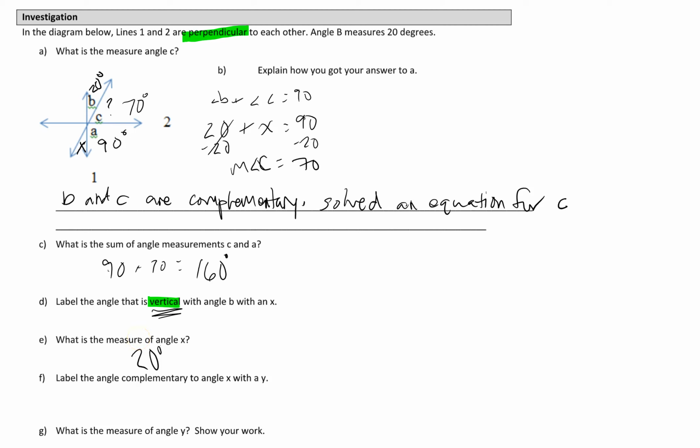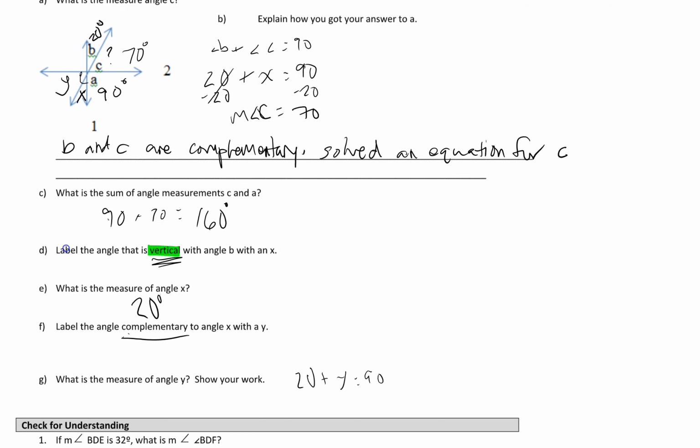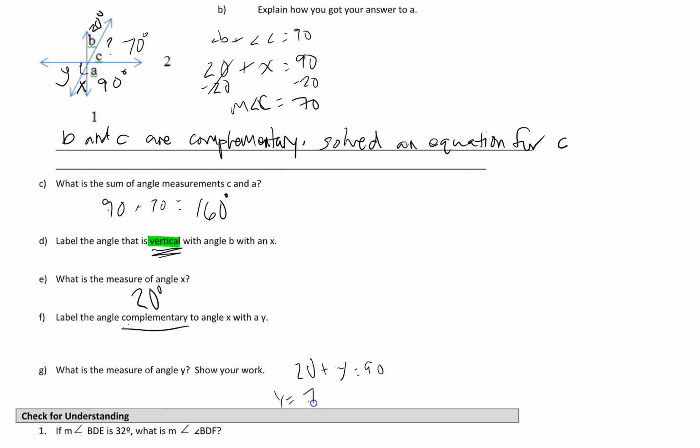We're going to label the angle complementary to angle X with a Y. Again, complementary meaning adds to 90. So if I look here, I know this was 90. So we got Y over here. And then the measure of angle Y, again, we can do kind of like what we did for C. 20 plus Y is 90. So Y is 70 degrees. All right, we are done with our investigation.